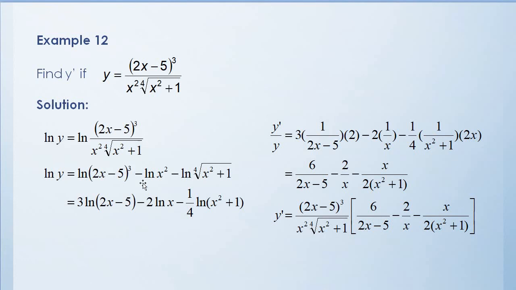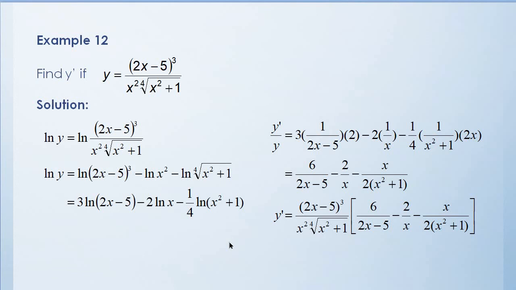Then since they are divided, that means minus. Power 3 means that we can move it up, and power 2 we move down. Since here is multiply, that means plus, but since it is minus plus, we get negative. So we'll have ln y equal to 3 ln(2x minus 5) minus 2 ln x minus 1 over 4 ln(x squared plus 1).